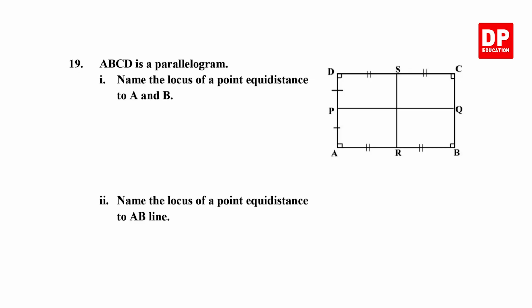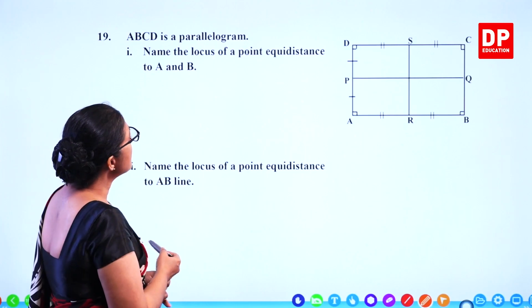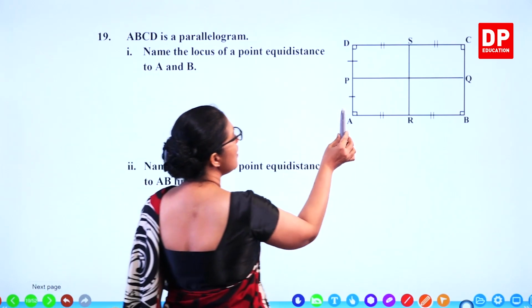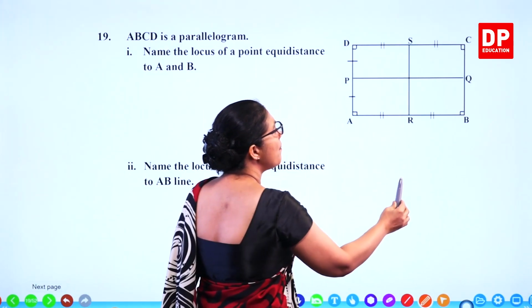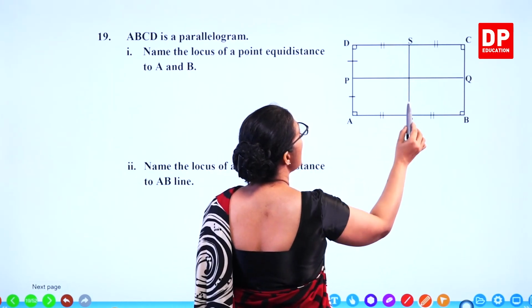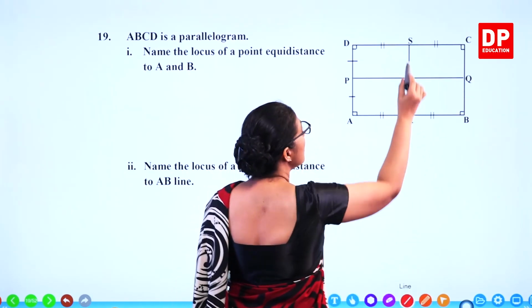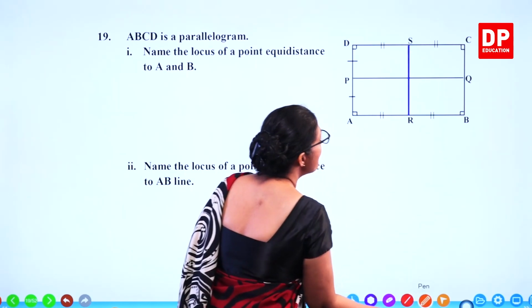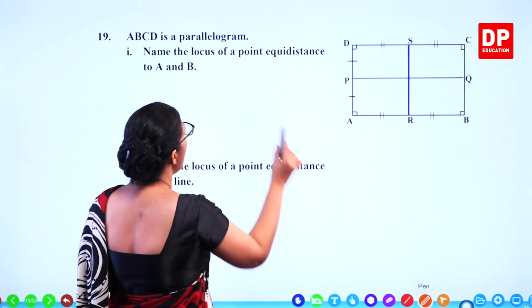Question number 19. ABCD is a parallelogram. Name the locus of a point equidistant to A and B. Equidistant to AB, that's the perpendicular bisector. So can you see? This is the line. So what's the perpendicular bisector of AB? You can write SR.